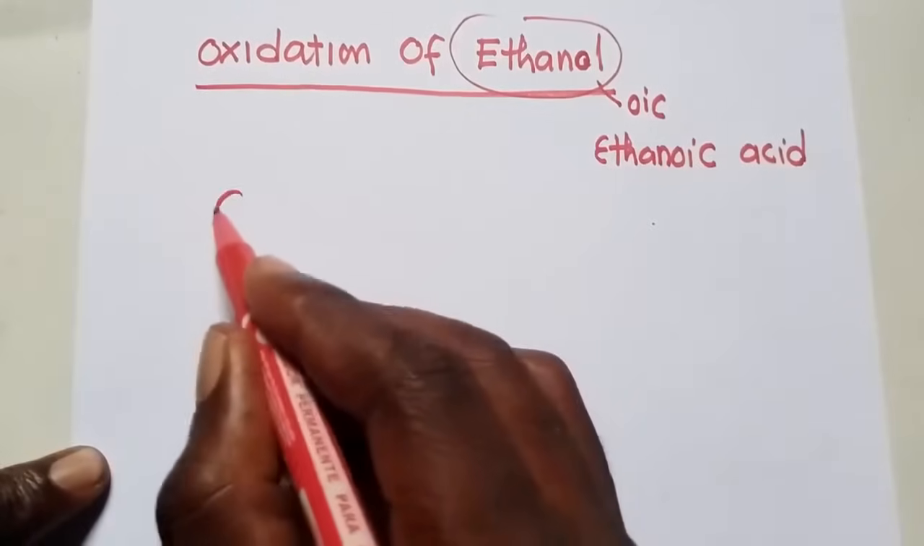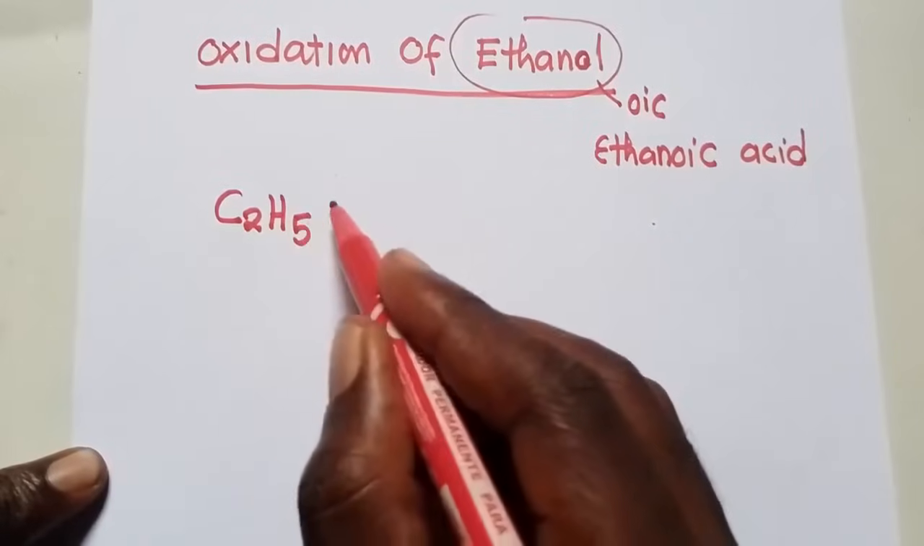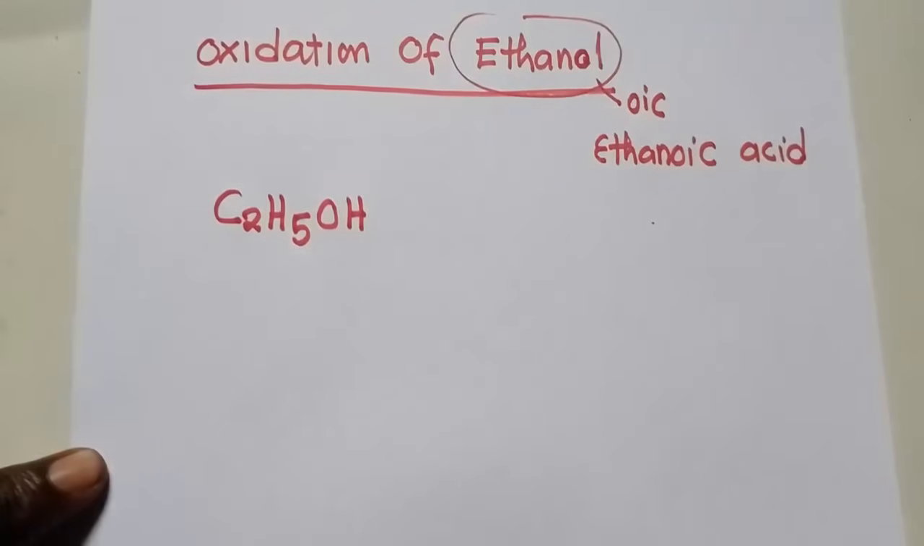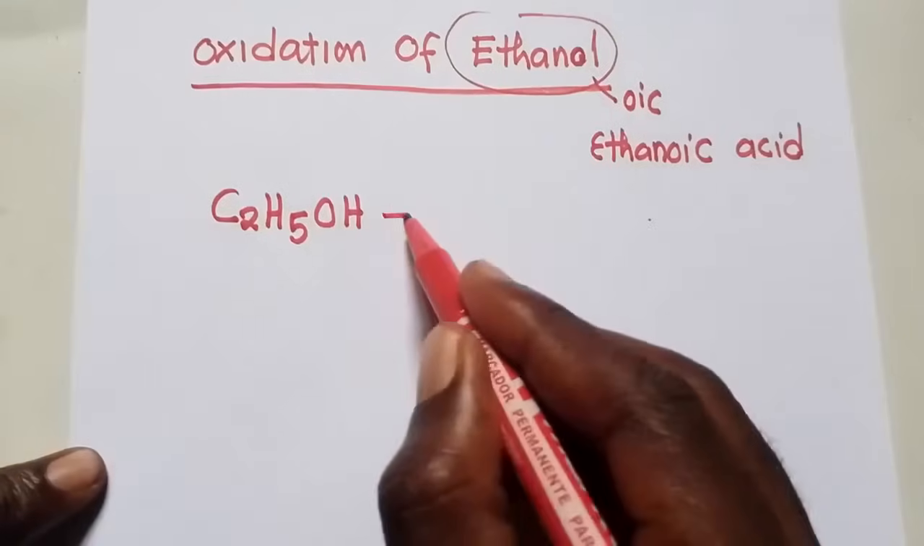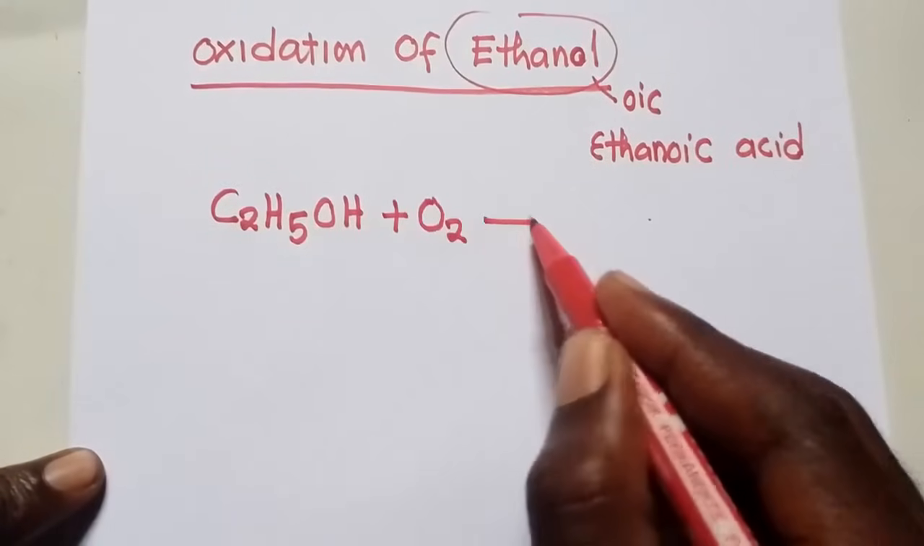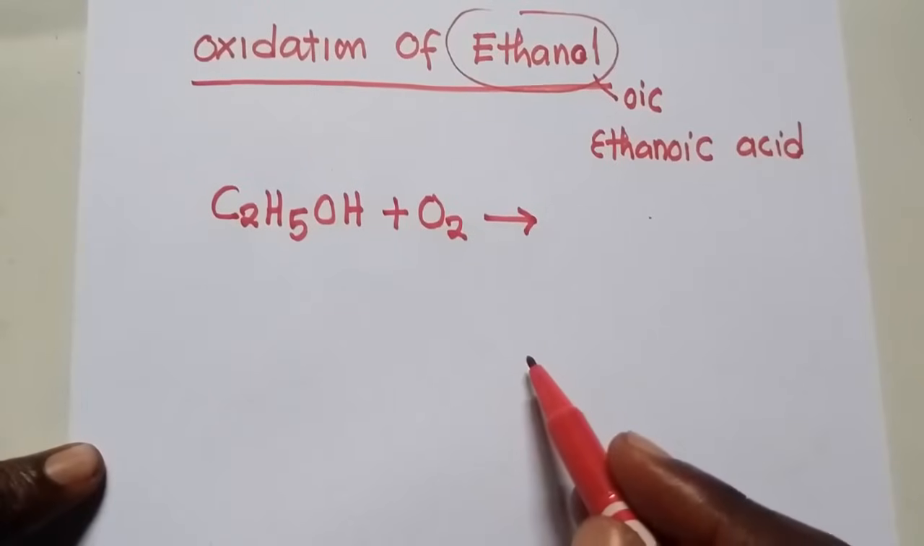Just like this, C2H5OH. This is how you write ethanol. So now, ethanol is reacting with what? With the atmospheric oxygen, like this. Same thing happened. Hope you haven't forgotten.